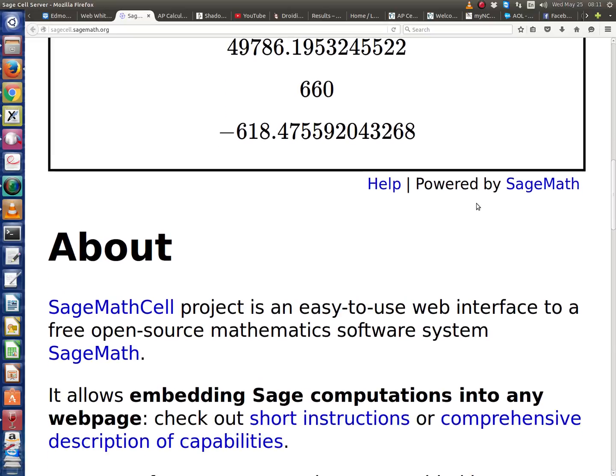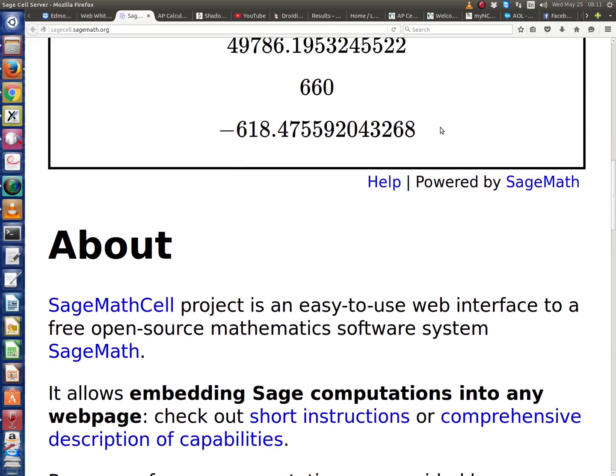All right, so what does the intermediate value theorem say? If W minus R is 660 at t equals 0, and W minus R is negative 618 at t equals 8, what does the intermediate value theorem tell you?